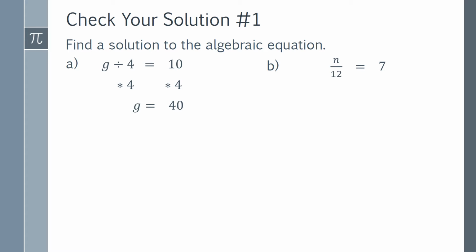For part B, we know that n over 12 also means n divided by 12. So once again, the inverse operation is multiplication. Multiply both sides by 12, and we find that the solution is n equals 84. Remember that you can plug these answers back into the original equation to check your work.